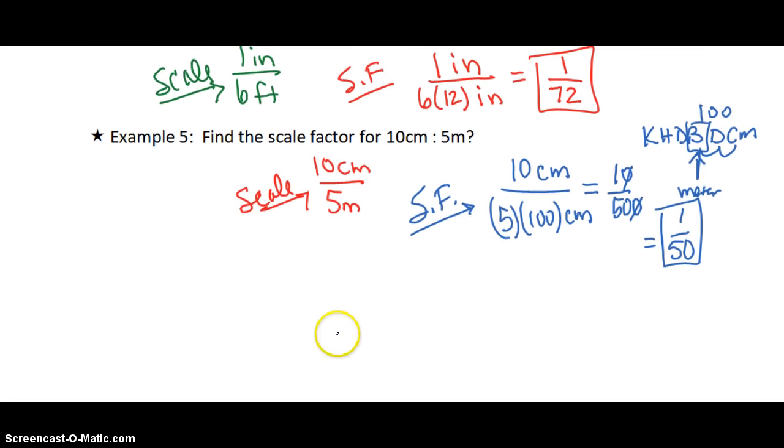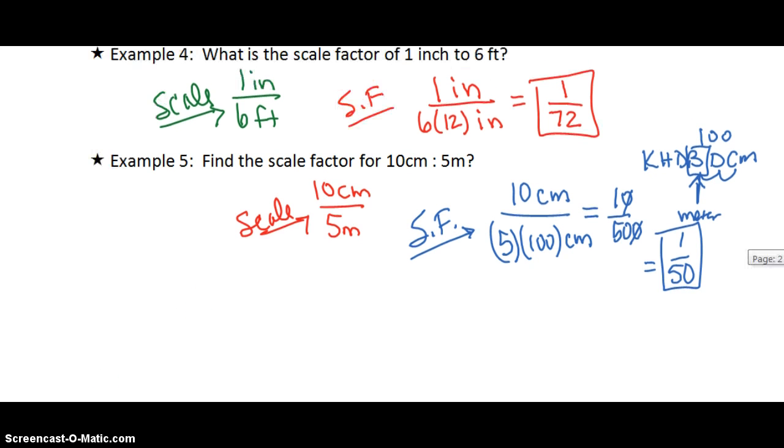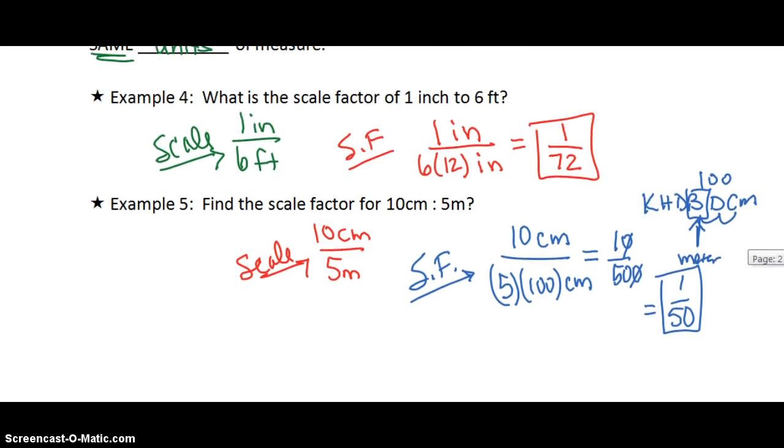We're going to be using scale factor tomorrow when we talk about similar geometrical shapes. So this is a little lead-in to tomorrow's setting up proportions using scale factors.